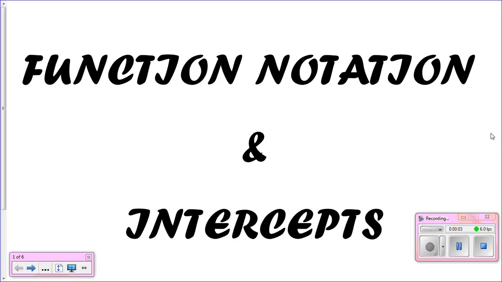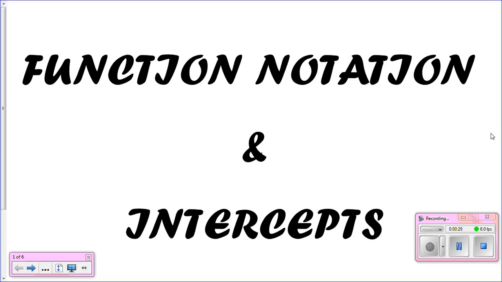Hi everybody, today we're going to be doing our notes on function notation and intercepts. So we've already talked about domain and range and what a function is. We're going to talk about how it really applies to algebra, because a lot of our functions are going to be linear or quadratic. A linear function is just one that makes a straight line, and a quadratic makes a curve.